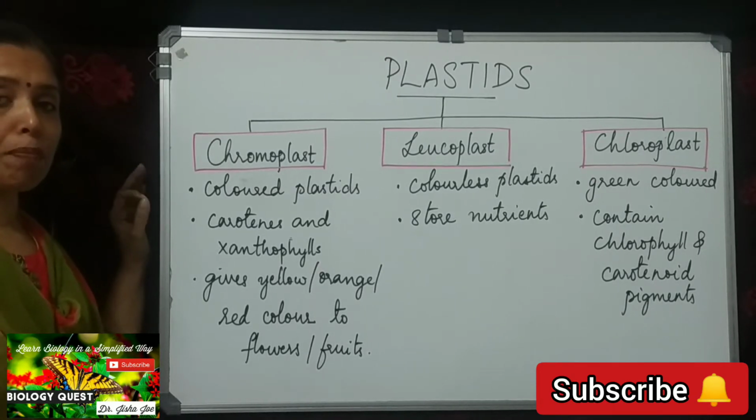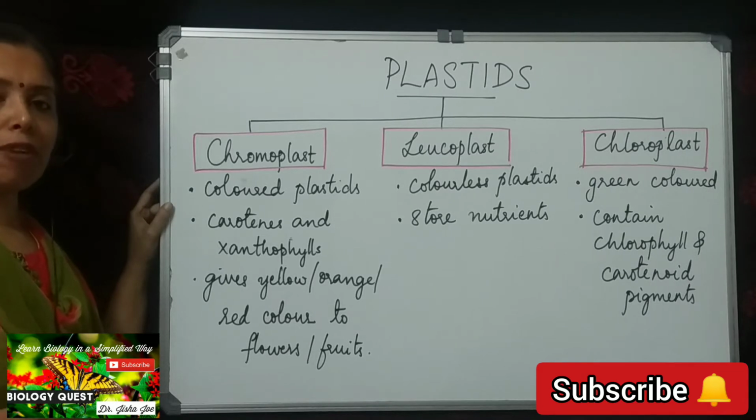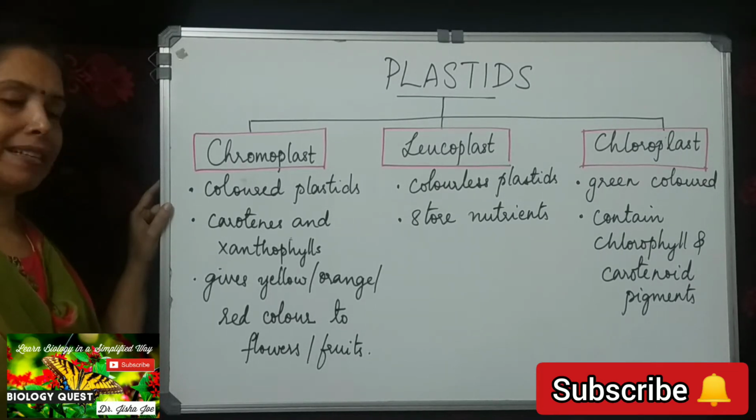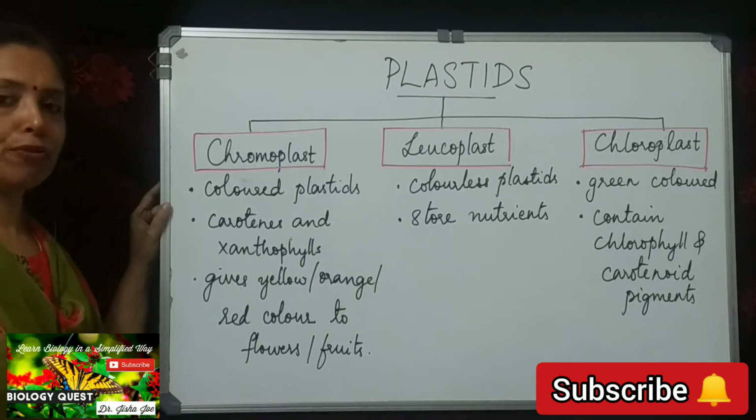Once again, chromoplasts are colored plastids, and they contain the fat soluble carotenoid pigments like carotenes and xanthophylls, and these pigments impart the red, yellow or orange color to the flowers and fruits.